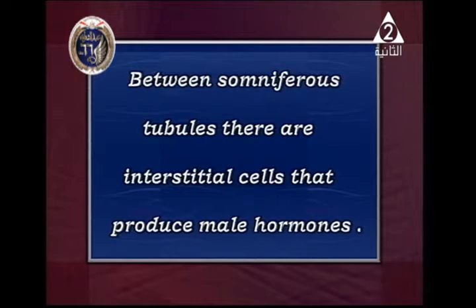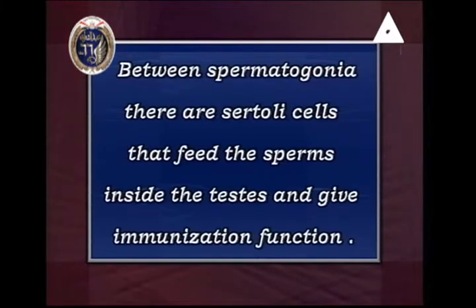Between the seminiferous tubules, there are some types of cells. They are called interstitial cells. These interstitial cells produce the male hormones, like testosterone. Between the spermatogonia, there are Sertoli cells that feed the sperms.